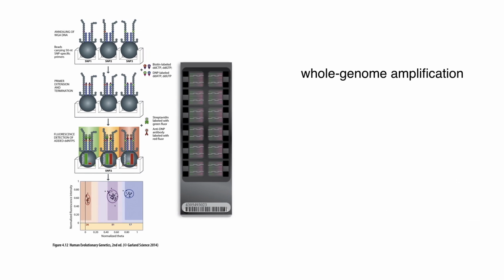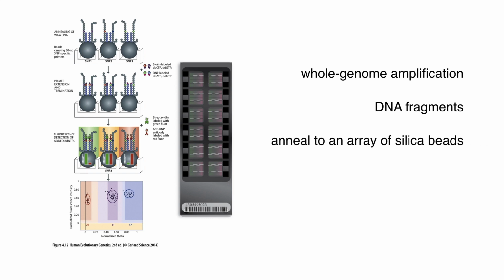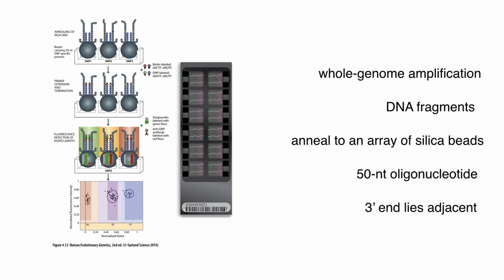Following whole genome amplification, DNA fragments are allowed to anneal to an array of silica beads, each of which carries many copies of a 50-nucleotide oligonucleotide whose 3' end lies adjacent to a particular SNP site.